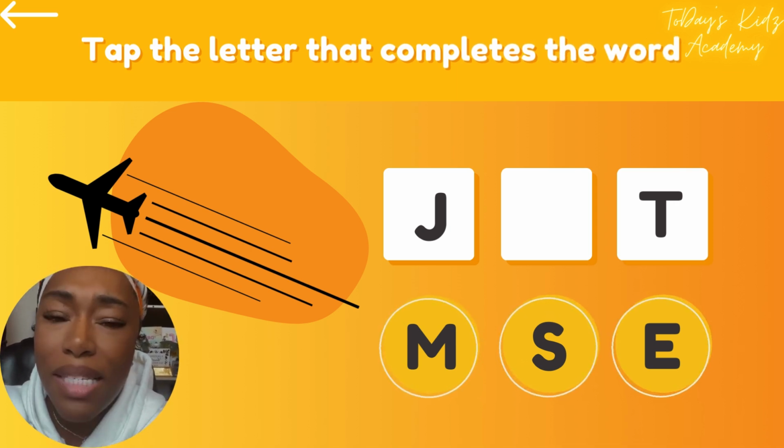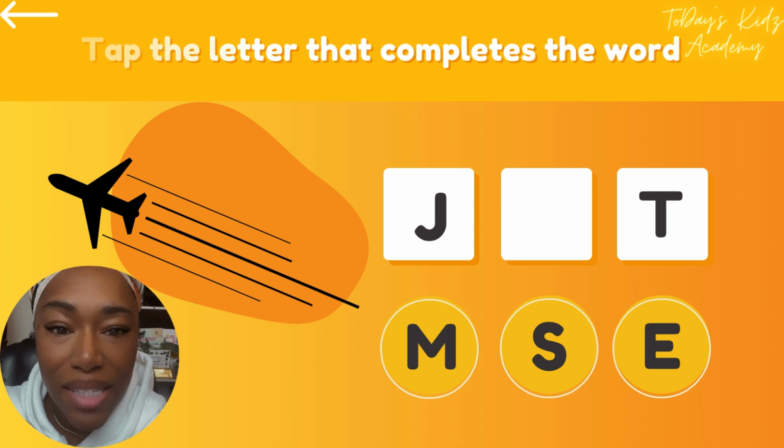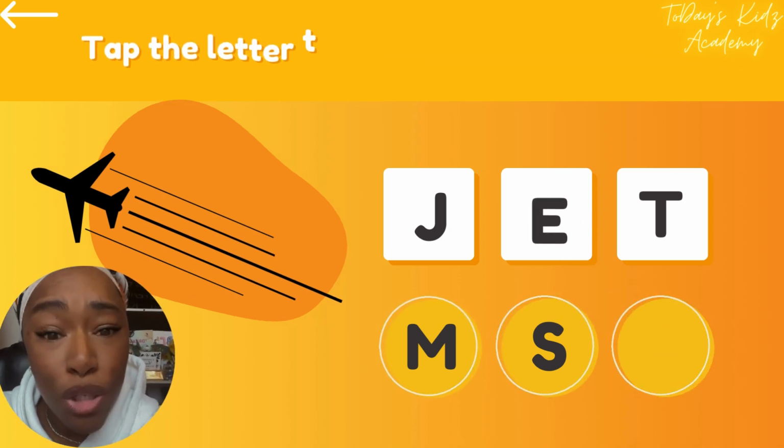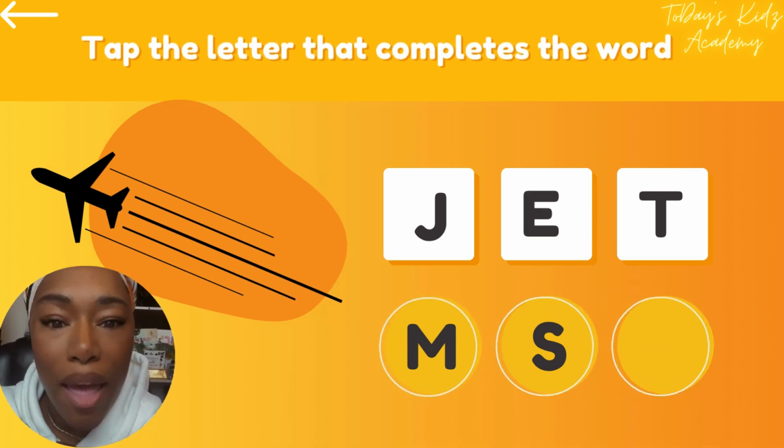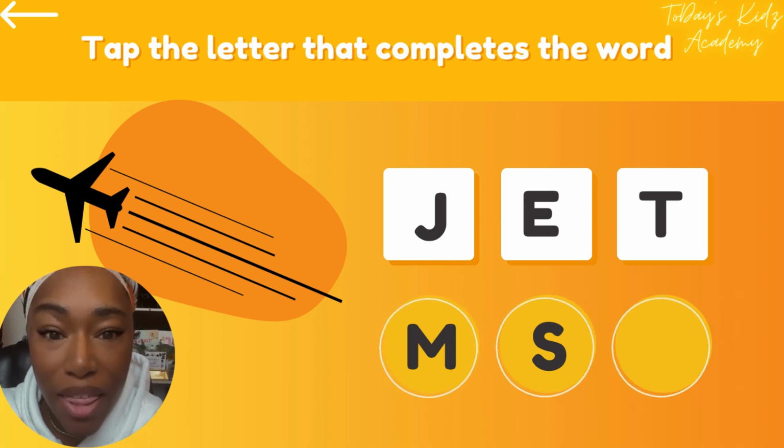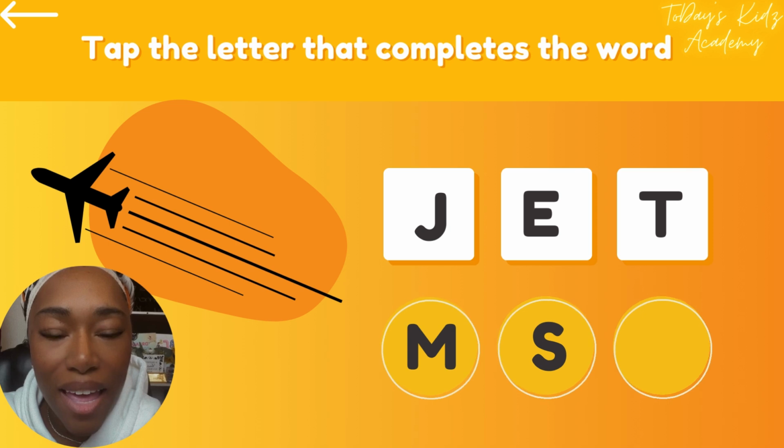What letter is missing in jet? If you chose E, you're right. Let's spell jet together. J-E-T. Jet.